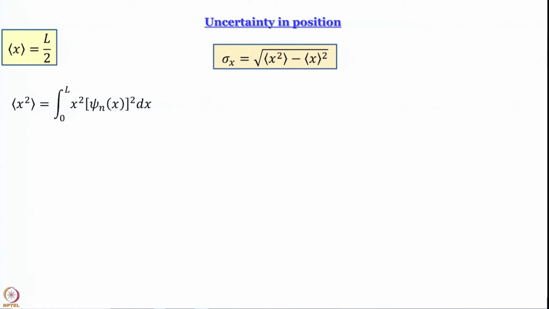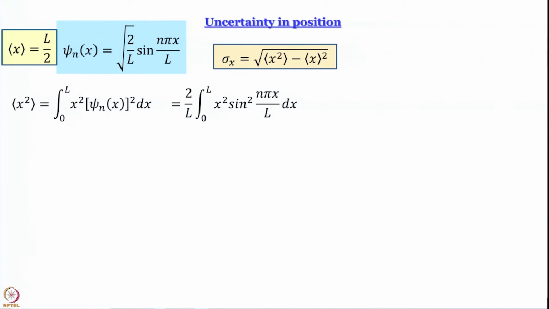To go further, we are going to need to use the expression for the wave function, and this is what it is. Psi n of x is equal to root over 2 by L multiplied by sin n pi x divided by L. This is something that we know very well already. Right, let us plug in that expression, then this is what we get. Since it is psi square, root 2 by L multiplied by root 2 by L is 2 by L, comes outside the integration. Integral 0 to L x square sin square n pi x divided by L dx.